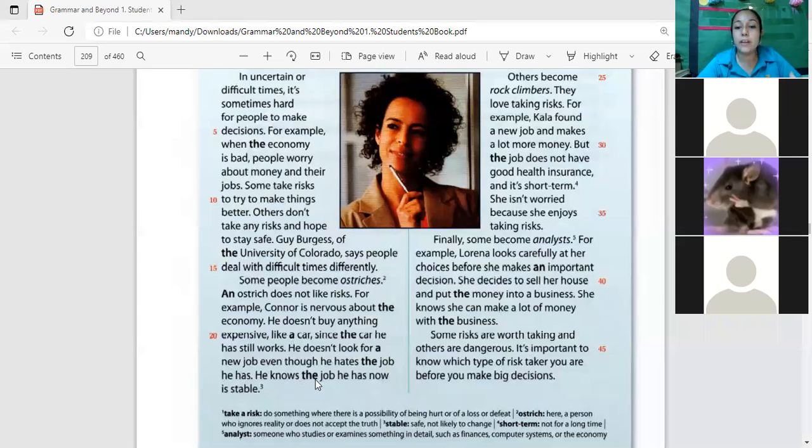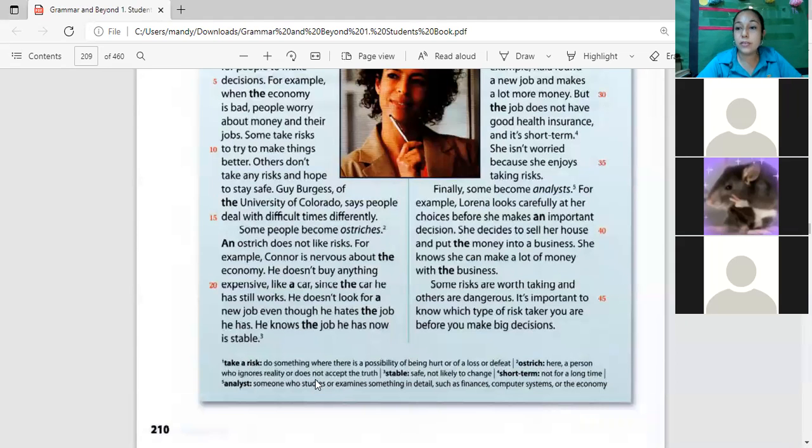So to take a risk is something that you do when there is a possibility of being hurt or maybe a loss or defeat in some cases. An ostrich here is a person who ignores reality or doesn't accept the truth, but this one is not your case. Stable is when you are safe, you don't like to change.